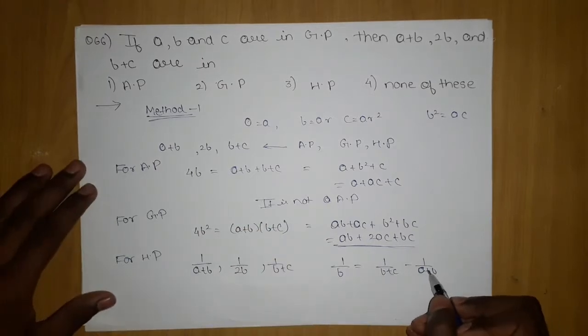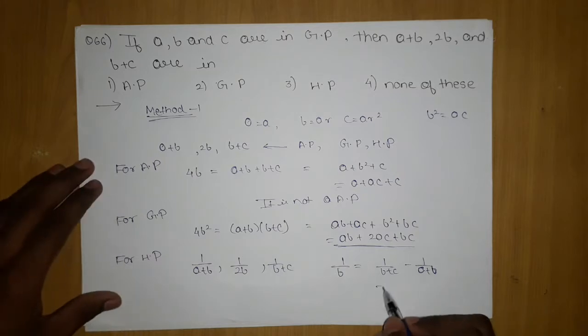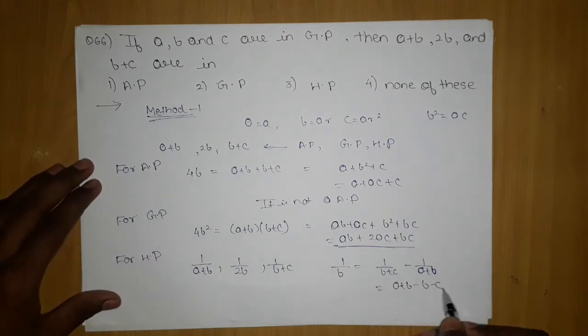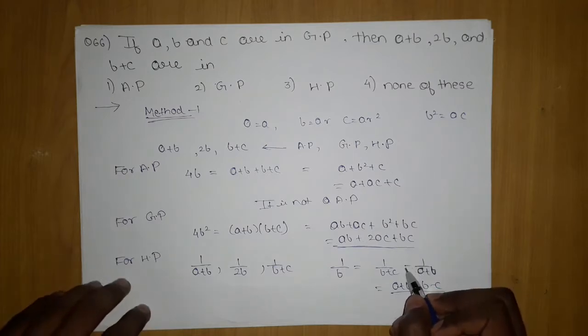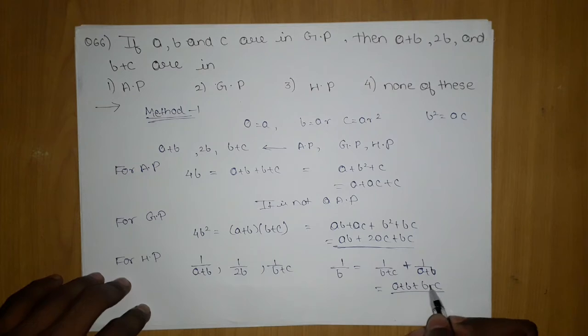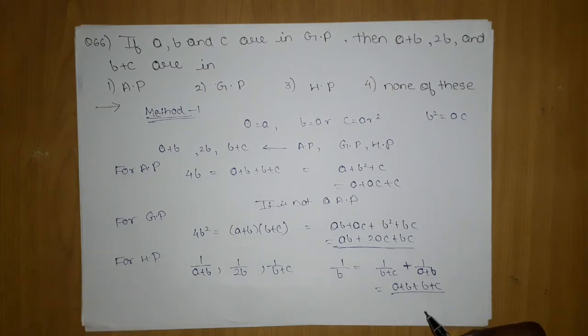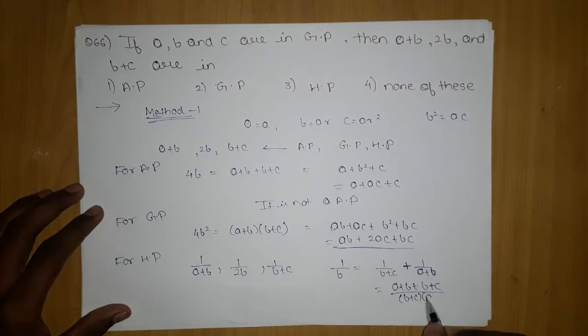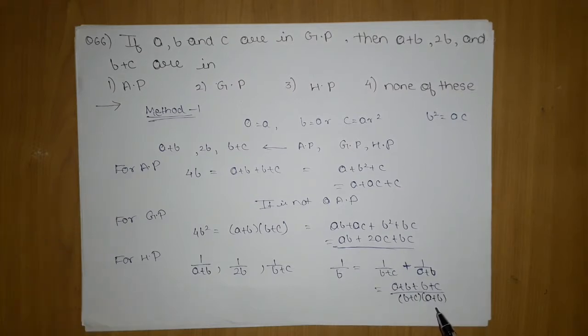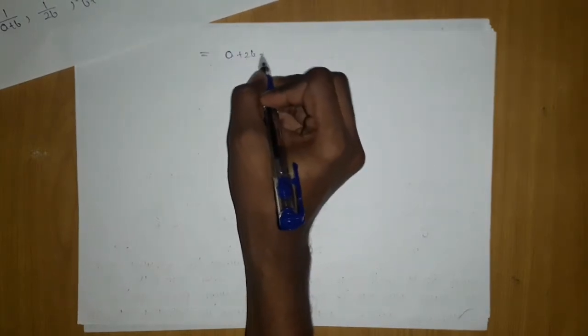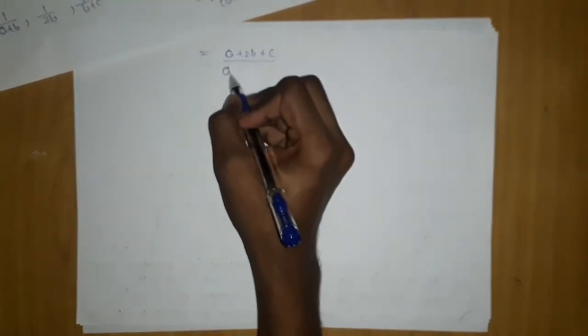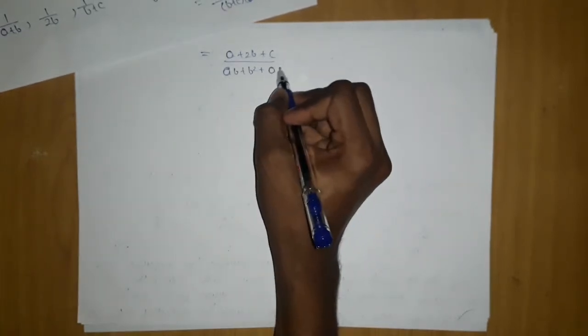So what we have, A plus B minus C upon 2B. These terms get cancelled out. Not minus, this will be plus. B plus C into A plus B. Let me take the next page. After this we will do what? We have A plus 2B plus C upon, if I multiply here, what I have, AB plus B square. Here I have AC plus CB.